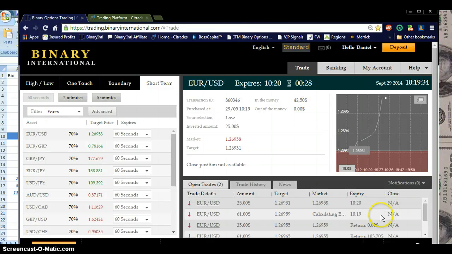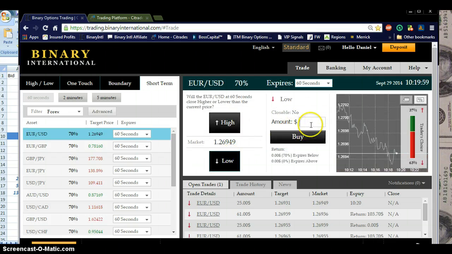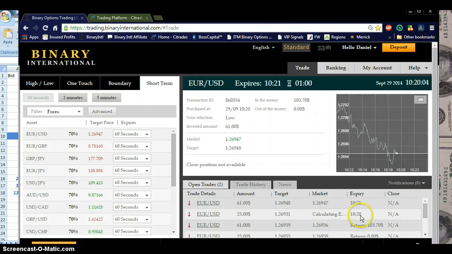30 seconds left. Calculating this expiry is kind of taking a while. Let's see. Yeah, 103.70. That was the recovery trade. But let's see. Coming up to the minute marker, coming up to expiry. Looks like we're going to be out of the money unless it dips real quick. So I'm going to do a recovery trade on a low. Always stay with the same direction. Buying on the minute. We'll be out of the money on this one because again it popped up.